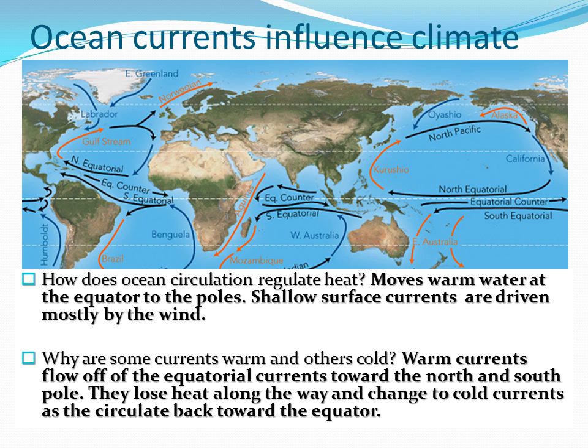it's moving warm water at the equator to the poles. You have shallow surface currents that are driven mostly by wind, and they move their way always to the left and then down to the pole. Okay, so in the southern hemisphere, we get that counterclockwise rotation from the Coriolis effect, and in the northern hemisphere, we get the clockwise rotation.